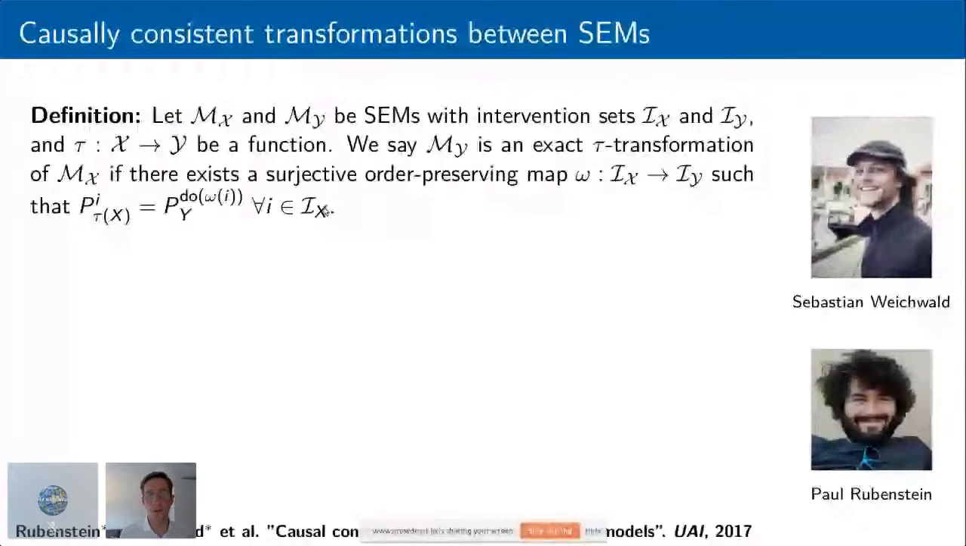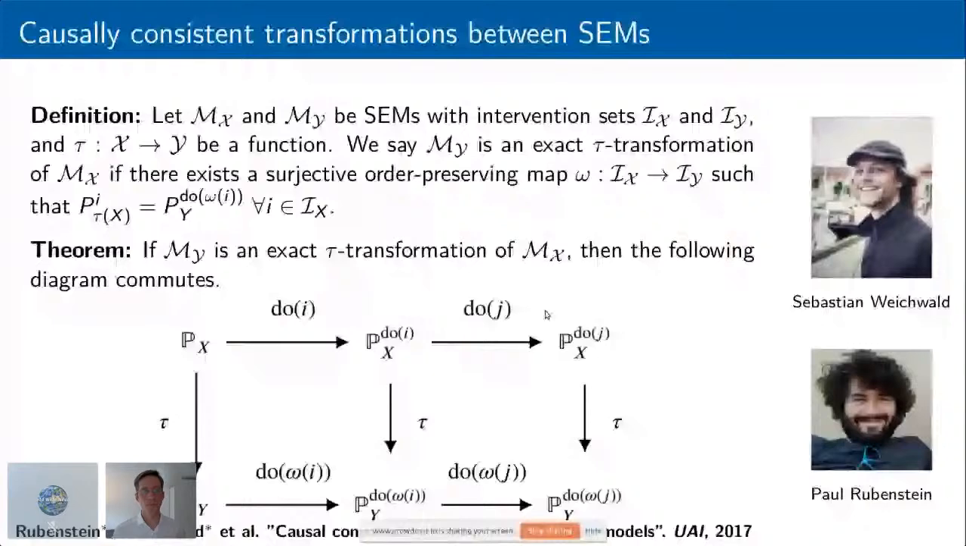And then you can prove that if this actually holds, if there exists such a transformation, then the following diagram commutes. And this diagram expresses the following idea. You have here in the top row, the micro level, the unintervened distribution, the distribution after the intervention I, and the distribution after adding the intervention J to the intervention I.